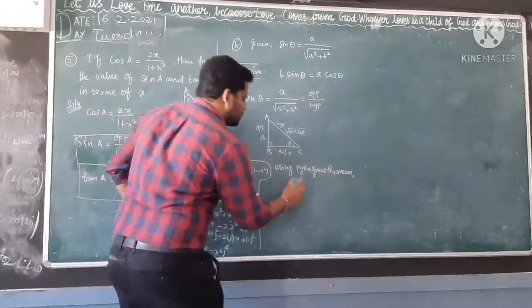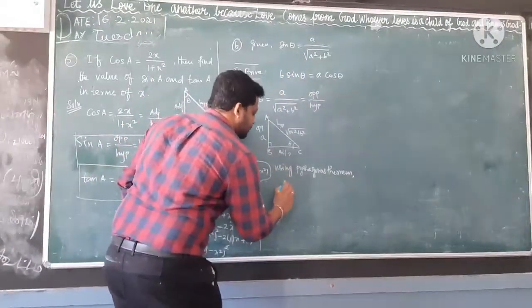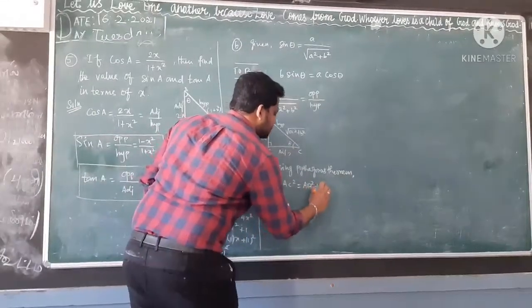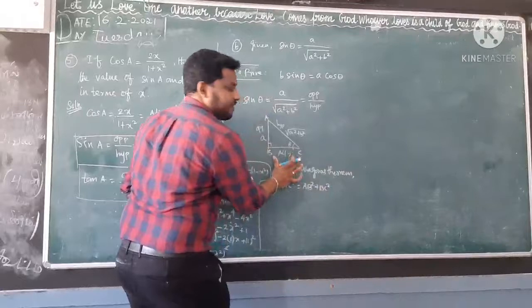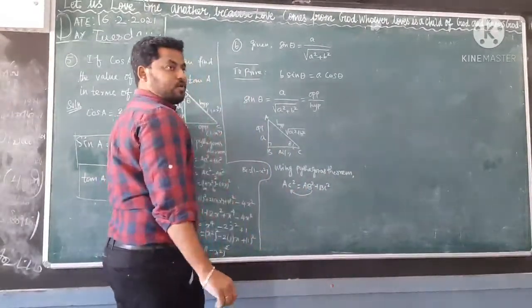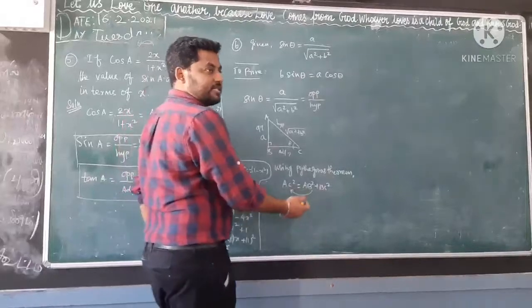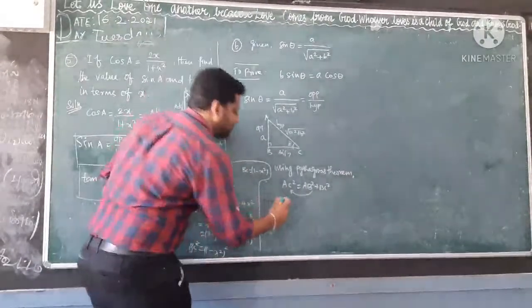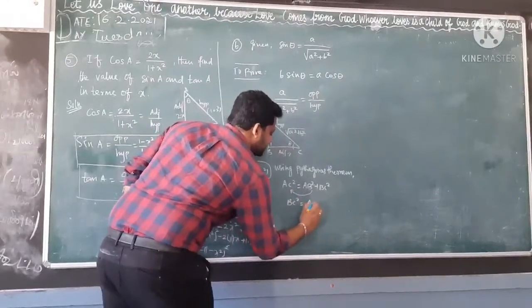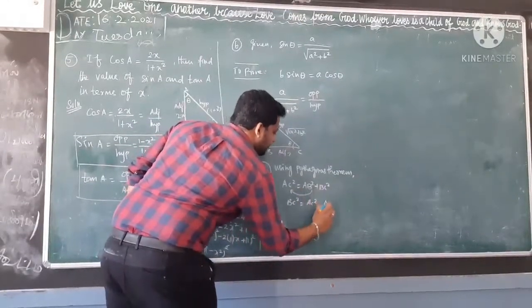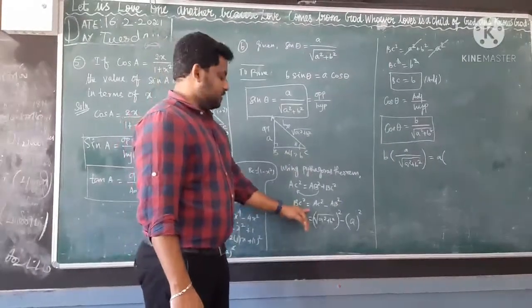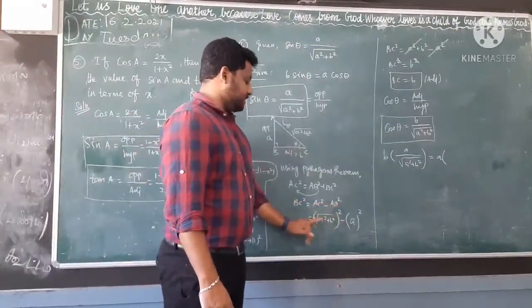Okay. So using Pythagoras theorem, what is the hypotenuse square? AC square is equal to AB square plus BC square. Here we have to find out the value of BC. So AB square shifted to the other side will change into minus AB square. Therefore BC square is equal to AC square minus AB square.